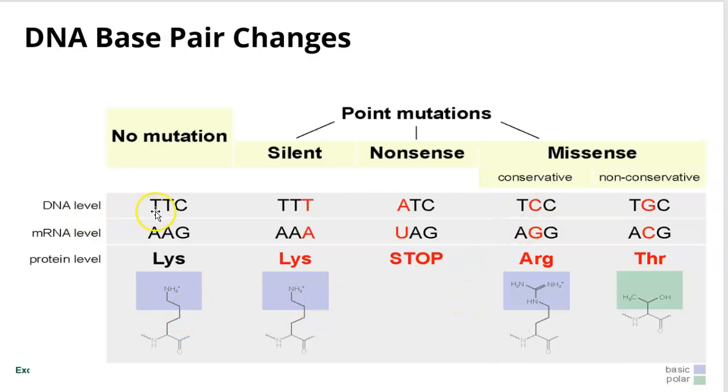But what if we go from TTC to TGC, so instead of lysine, we get threonine? That is actually a polar amino acid, and that could actually be a bigger deal than this one. Both of these are missense mutations. This is conservative because they're both basic. This is non-conserved because it's a different polarity. And then when we're trying to determine if this would actually cause a problem, we have to determine where in the protein it was.